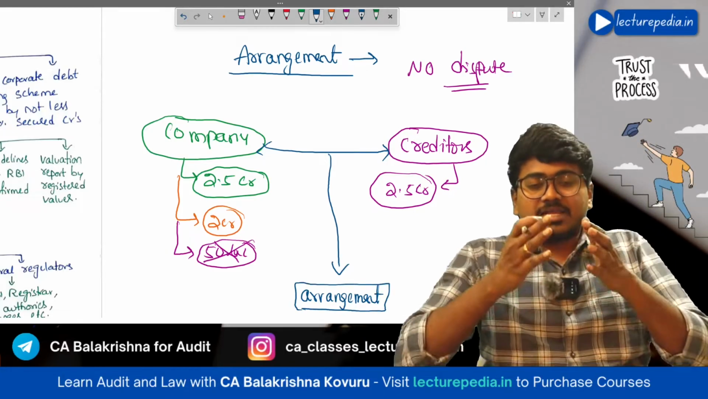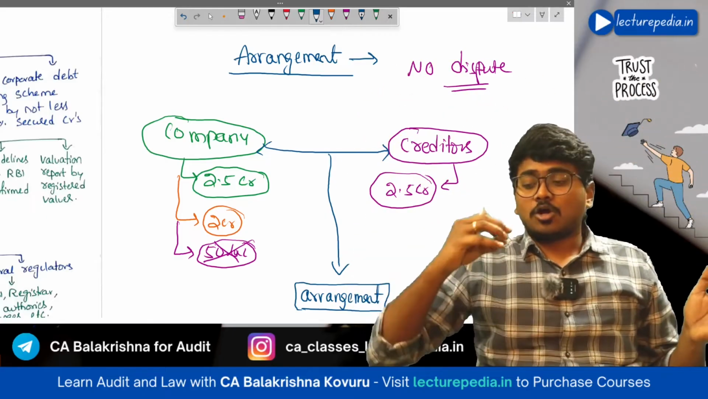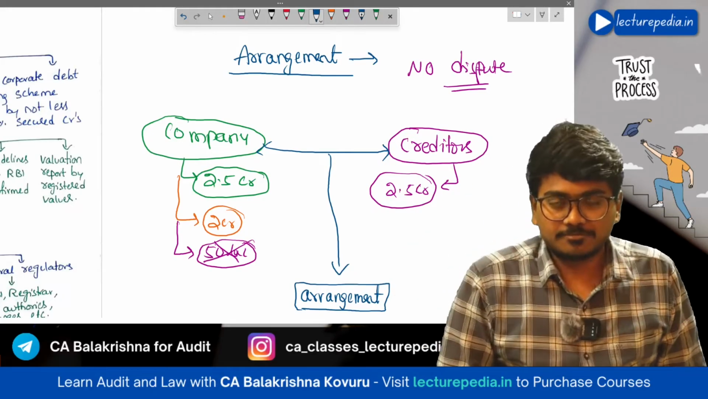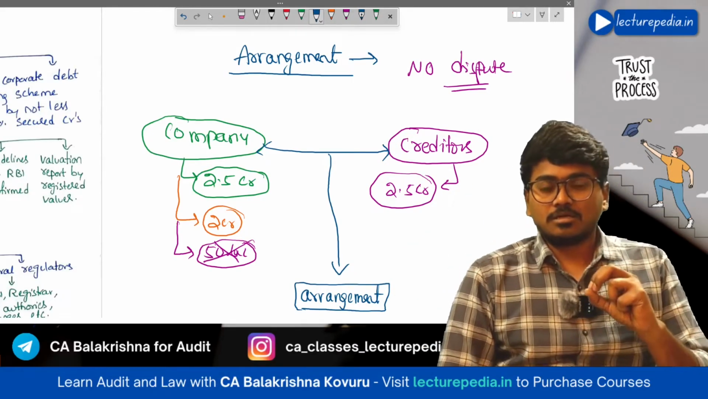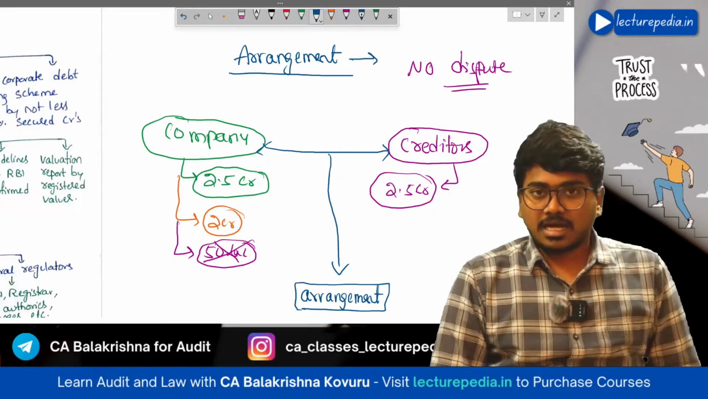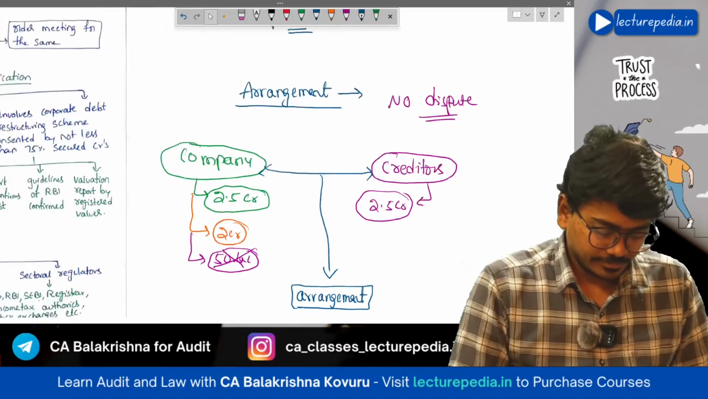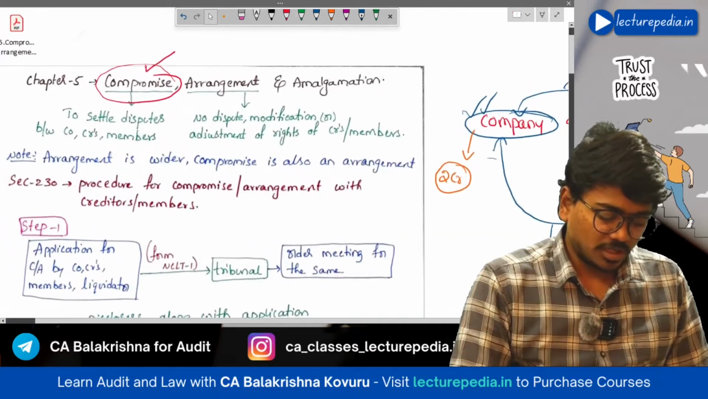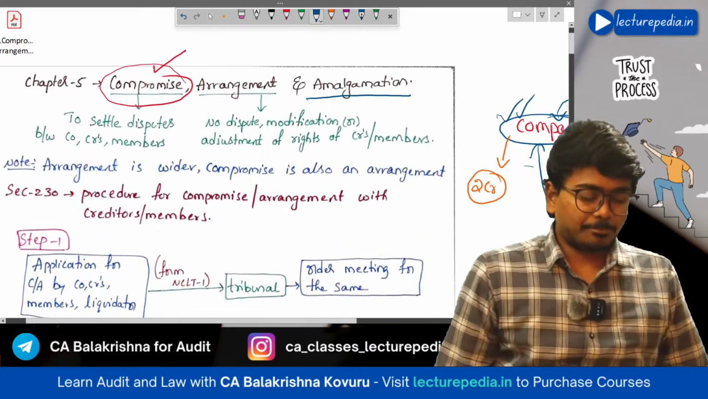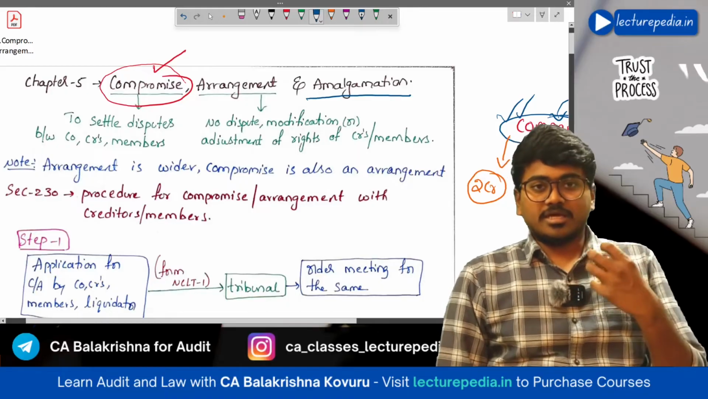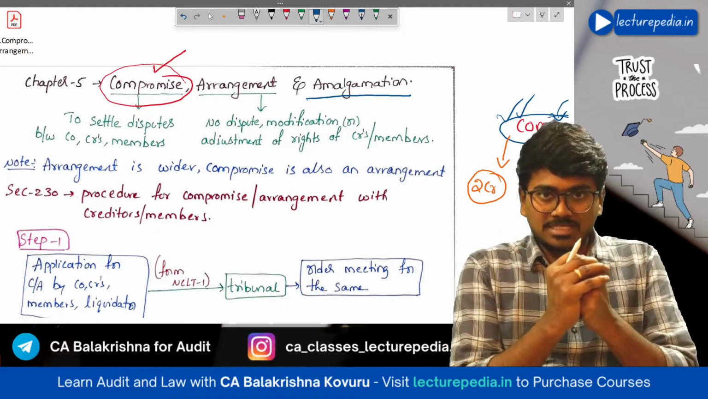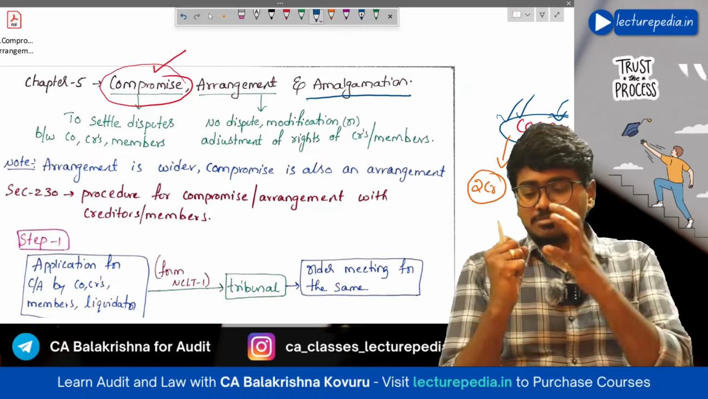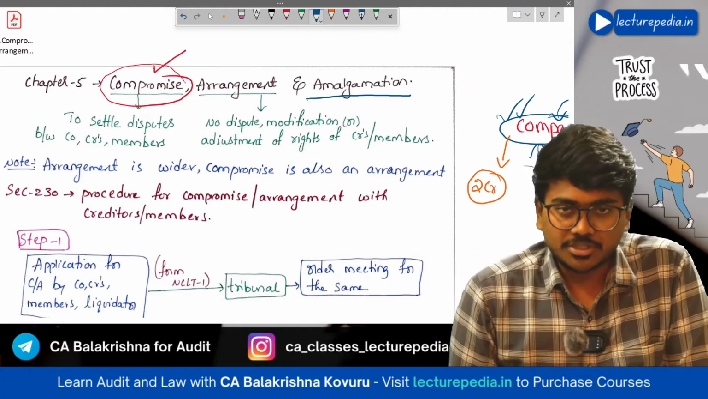Hope this is clear. Arrangement is a broader term. Compromise is one type of arrangement where a dispute is involved. Hope you are clear with this difference between compromise and arrangement. And amalgamation, you already know. Amalgamation means merging of two companies. A Limited, B Limited, they have merged and formed AB Limited, or A Limited has merged into B Limited. That we will be calling amalgamation, right?